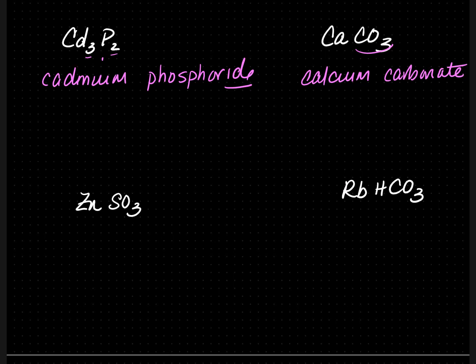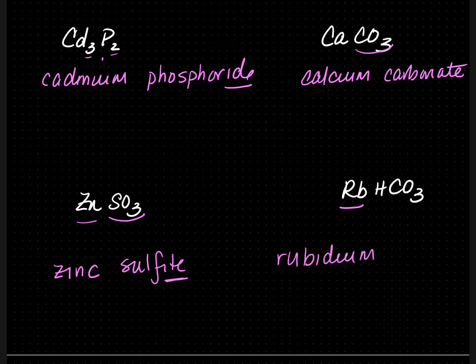Zn is one of those transition metals that you have to memorize because it's fixed. That's zinc. This is a polyatomic. Sulfite. Sulfite, not ate. Ate is a 4, ite is a 3. Ites and ates differ by 1 oxygen. Rb is rubidium. HCO3 is a polyatomic. It is hydrogen carbonate, also known as bicarbonate. Either one is correct.